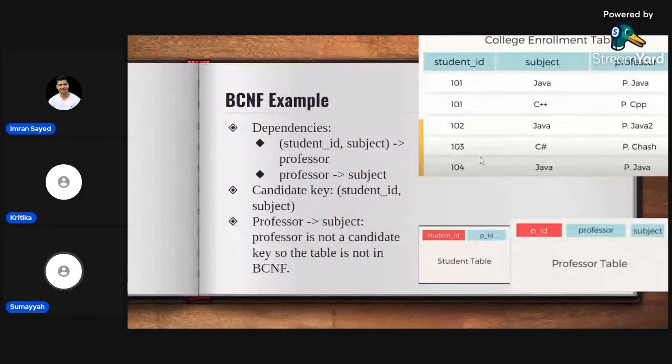So there are no partial dependencies or transitive dependencies. So it's in 2NF, it's in 3NF. But we have the dependency professor determines subject, and professor is not a candidate key. So the table is not in BCNF. The left side of the dependency should be a candidate key, which it is not. So we split it into two tables: a student table and a professor table.